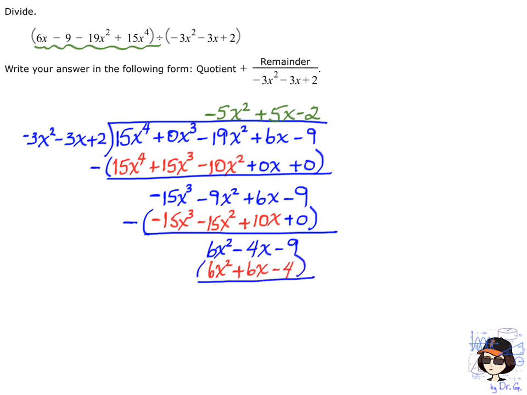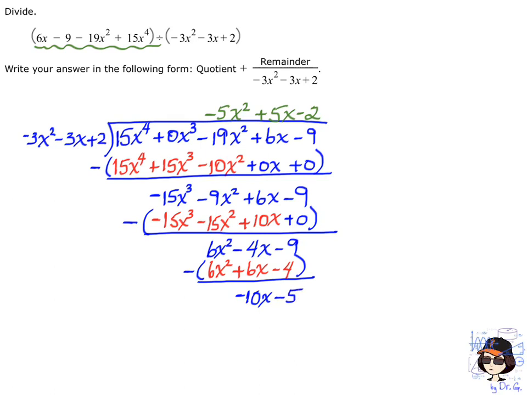Then I do subtraction. I use parentheses and a minus sign and subtract term by term. 6x squared minus 6x squared is nothing. Negative 4x minus 6x is negative 10x. Negative 4 minus 6 is negative 10. And then the last term, negative 9 minus negative 4 is just negative 9 plus 4, so that's negative 5.